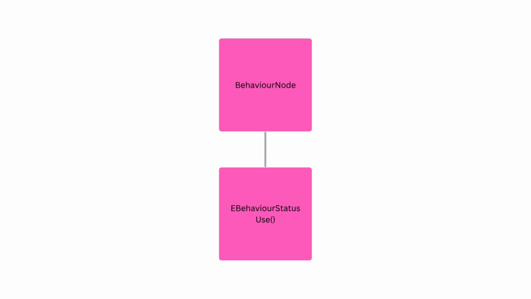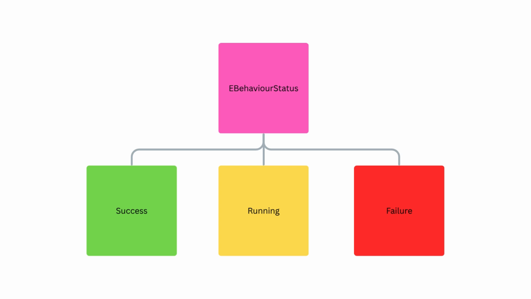All of the possible nodes of the tree inherit from the behavior node class, which enforces the fact that each of these nodes must have a use function, which will always return an eBehavior status. The eBehavior status contains 3 different statuses: failure, success, or running.